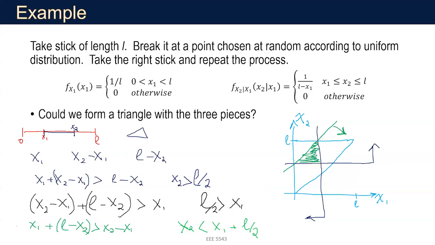If we take our joint distribution and integrate it over this region, we will find the probability that these three sticks form the triangle.